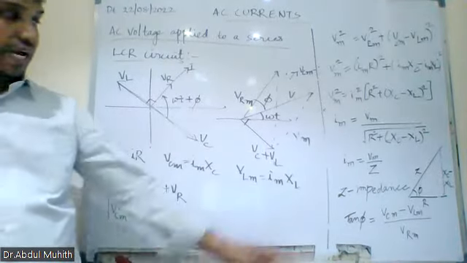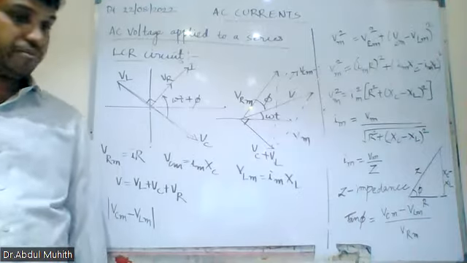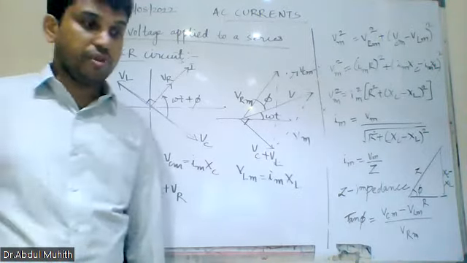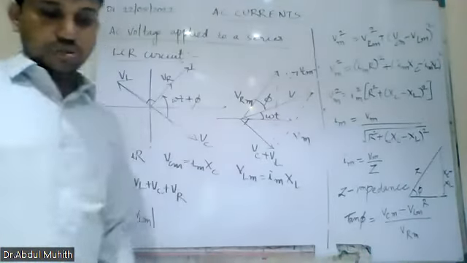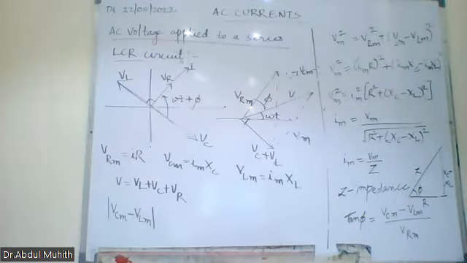Okay, tan phi is the angle. Tan phi is equal to VCM minus VLM divided by VRM. That is the formula for that. Is that clear, all of you? Yes, sir. Clear.